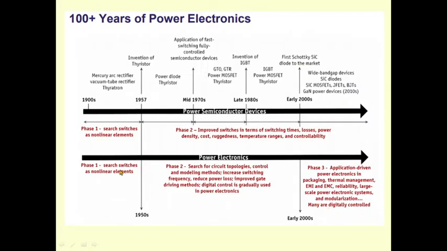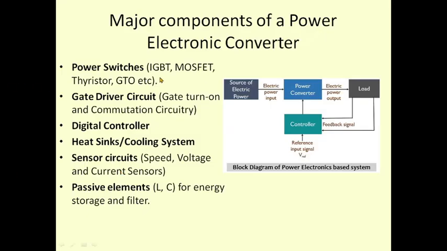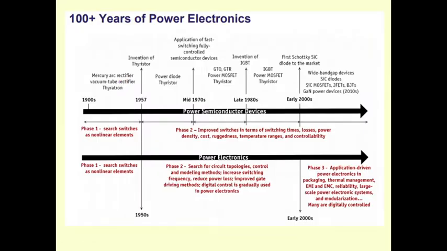So if we talk about the devices, the power switches, I'm going to take some time to talk about them. What is the scenario right now? The first line over here is in terms of devices, and the second line is in terms of topologies, that means the circuits. We have devices, and when we place them in a circuit, we get different kinds of circuits. So we have power semiconductor devices.